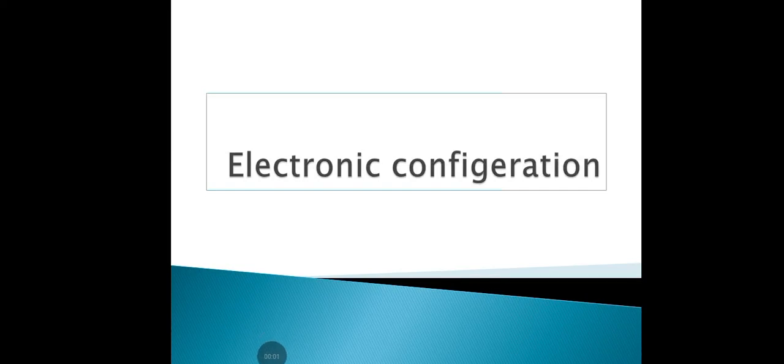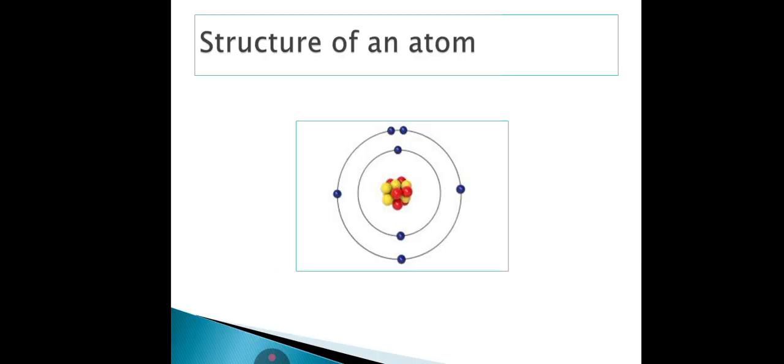Welcome back. Today, let us learn electronic configuration of elements according to the periodic table. So, this is another next topic in the periodic table chapter. Before moving ahead, let's understand the structure of an atom.